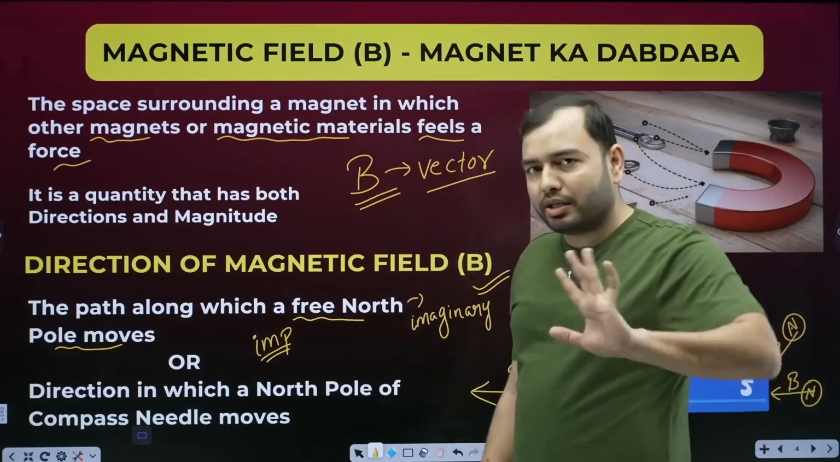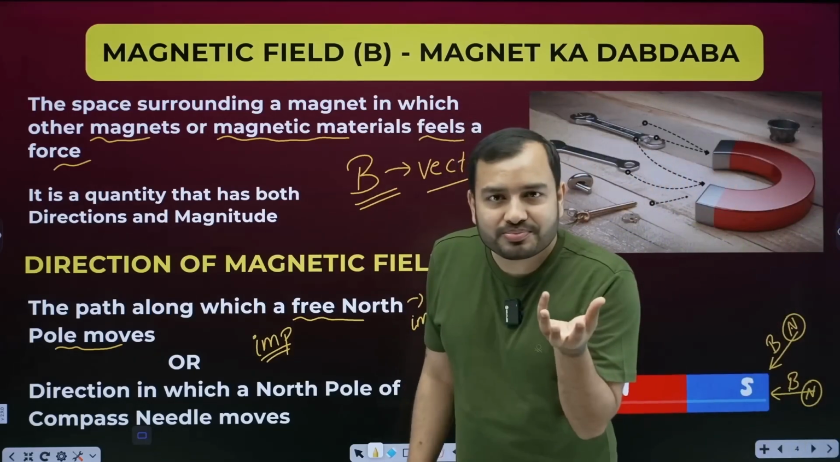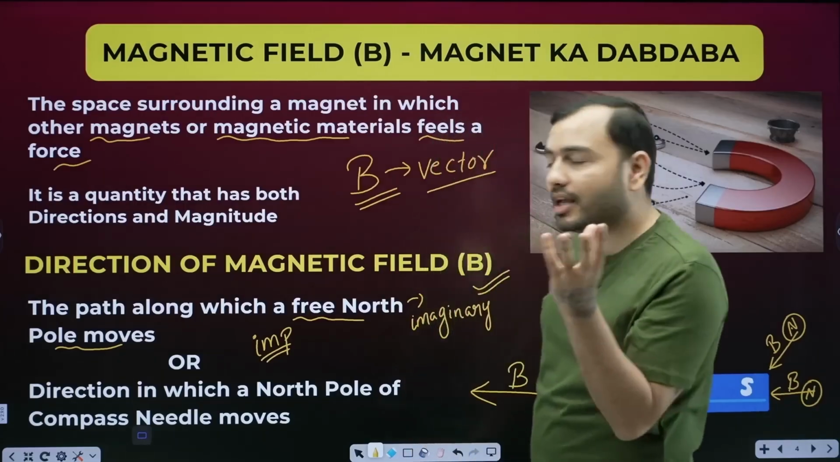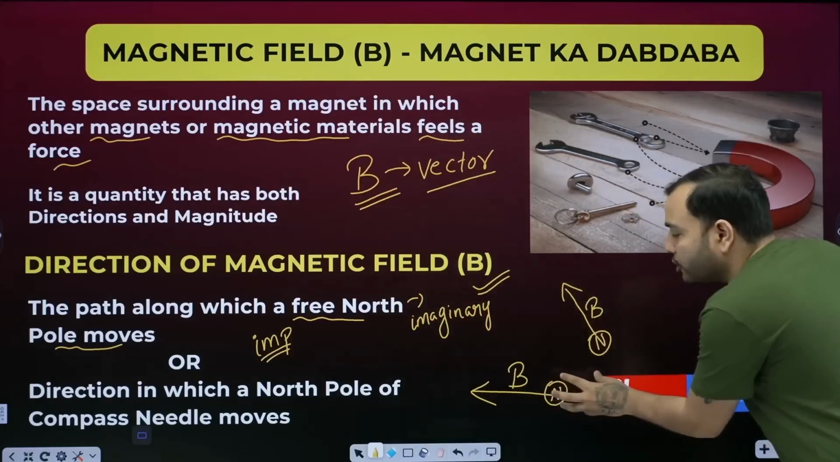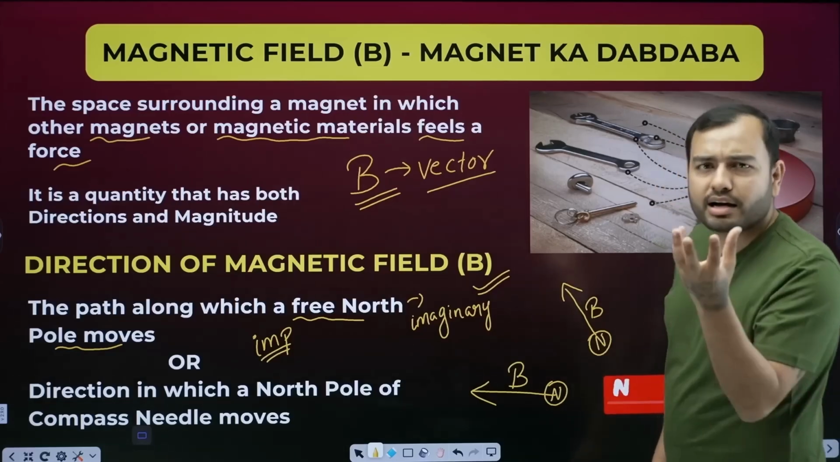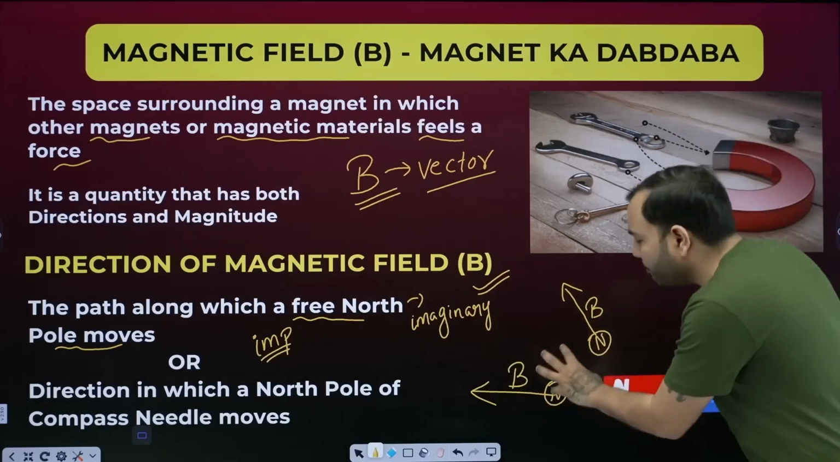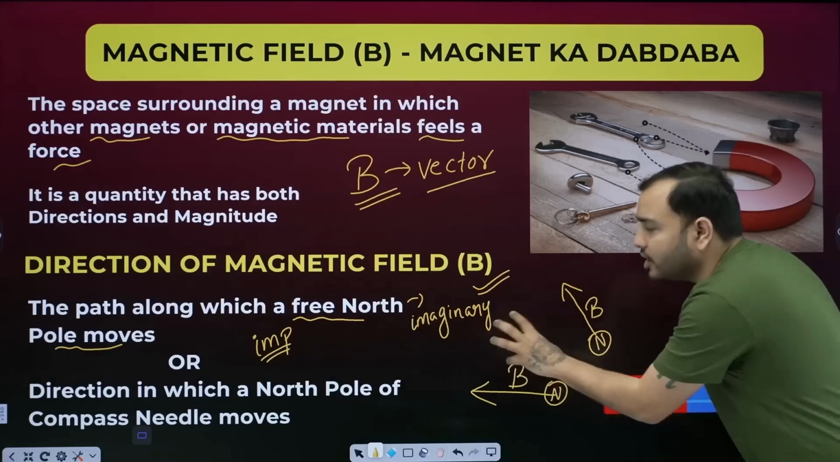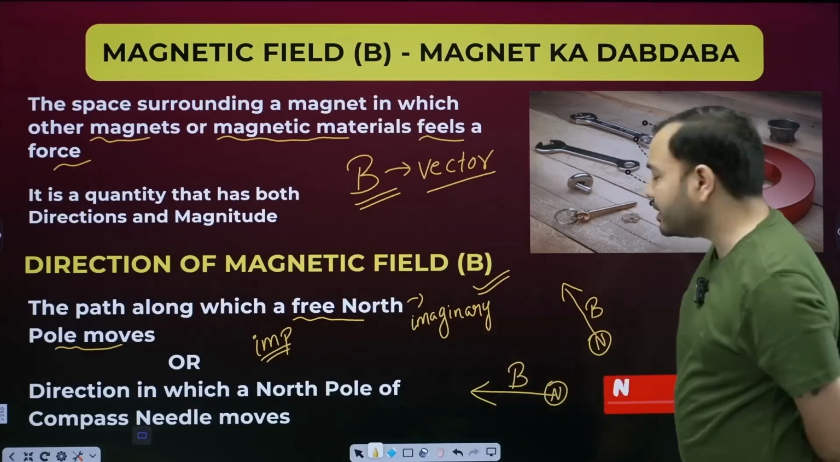There is one more method. It is simpler. Bring a magnetic compass in your hand. Now whichever side the north pole of the compass is running, that becomes the direction of the magnetic field. By a compass also, north and south both. So bring a compass, whichever direction the compass north runs, that becomes the direction of the magnetic field.